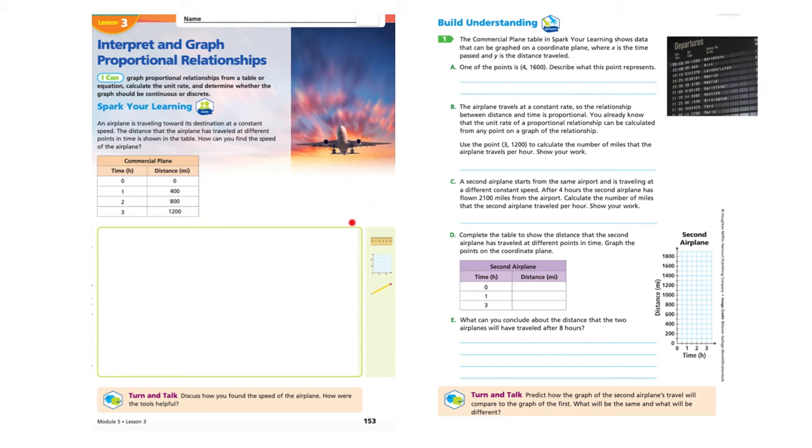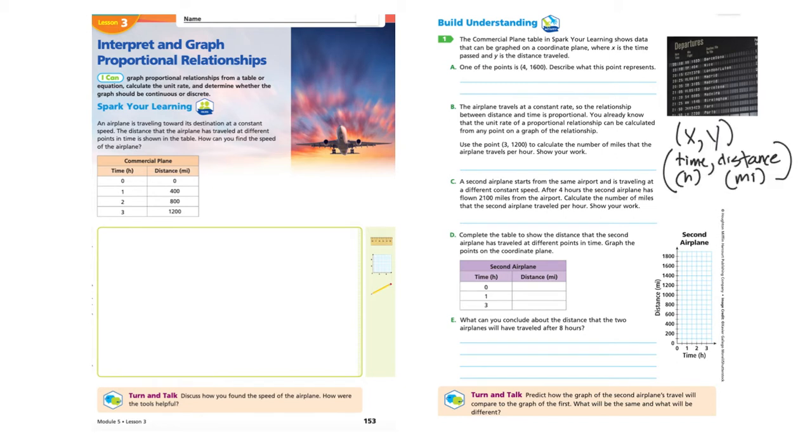And for this lesson, or this activity, you need some graph paper, a straight edge or ruler is helpful, and a pencil. So go ahead and work on that. Use the table and answer that question. And then when you're finished, you can do this turn and talk if you'd like. It's pretty interesting. And then when you finish that, go to the build understanding.